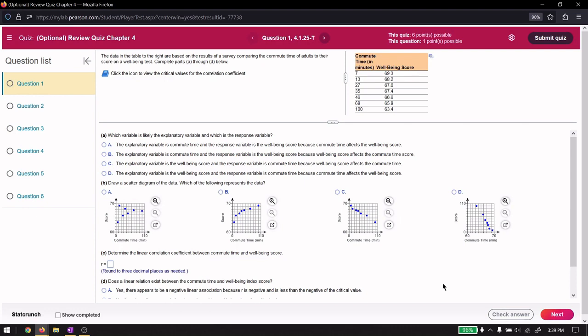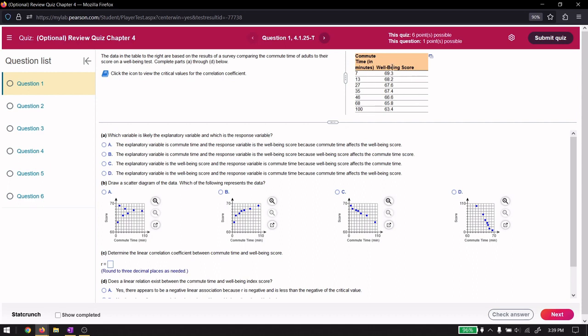This video is for Review Quiz Chapter 4, and this is all about linear regression. So here we have some data, and it's comparing commute time to their score in a well-being test for maybe like health insurance or something. And we're asking here, which variable is the explanatory variable, and which is the response variable.